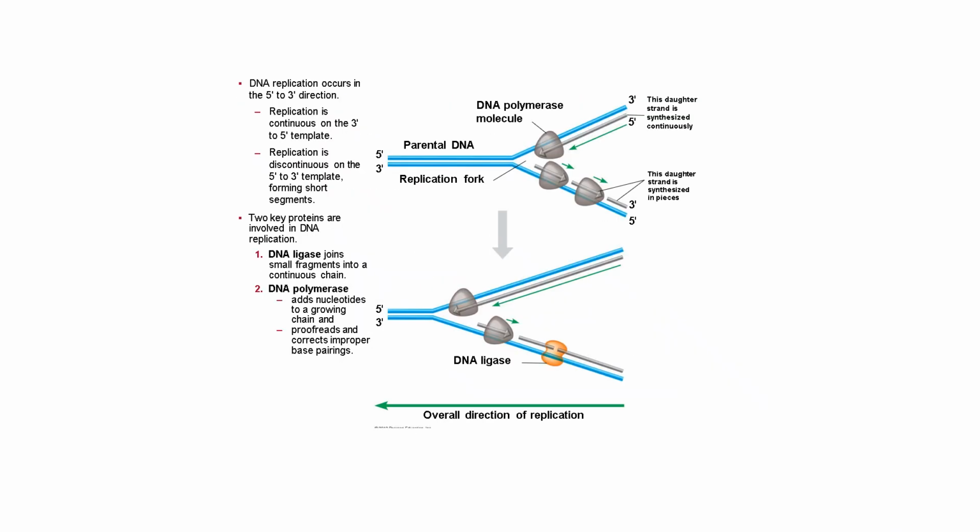DNA replication occurs in the 5' to 3' direction. One strand, called the leading strand, is synthesized continuously, while the lagging strand is synthesized in fragments called Okazaki fragments. Enzymes such as DNA polymerase and DNA ligase work together to ensure the strands are completed accurately.